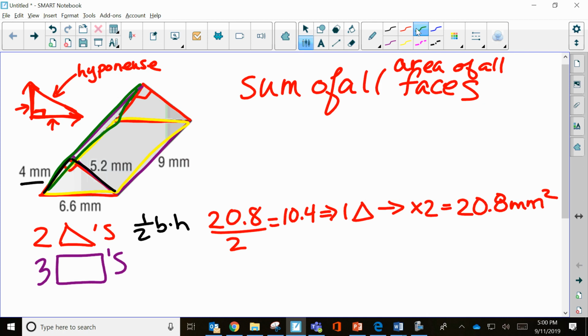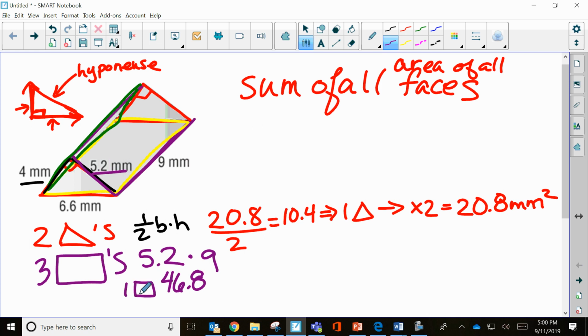Then I have my different rectangles. So I have rectangle number 1. Okay, this rectangle here. Okay, I'm getting lots of colors. But I see that one of the sides is 5.2 and another side is 9. Now, because of the commutative property of multiplication, it does not matter which order I multiply them. So I have 5.2 times 9, and that gives me 46.8. Okay, so that's one rectangle.